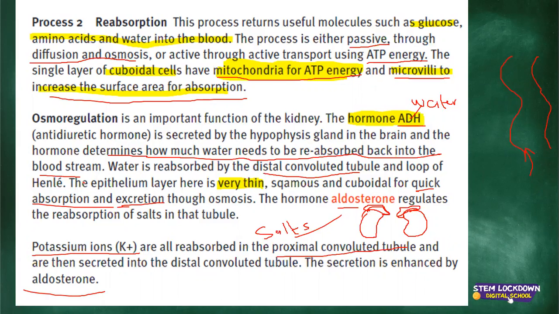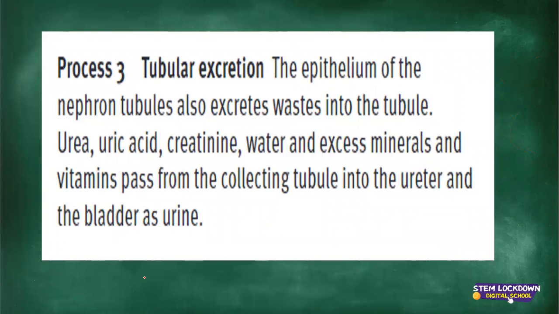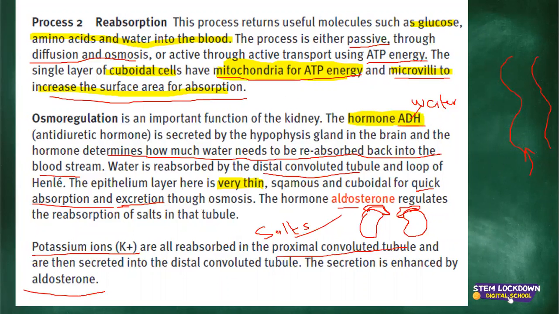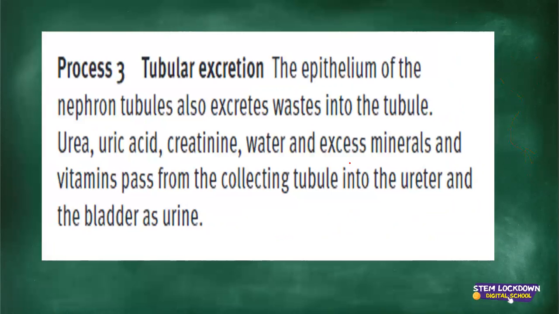Process 3 is tubular excretion. Remember, they are now in the tubes, the distal convoluted tubule, because they were reabsorbed into the distal convoluted tubule. Now, from the tubule, the epithelial cells of the nephron tubules also excrete waste into the tubule. So the waste is in the distal convoluted tubule. The epithelial cells of the nephron tubules will also excrete waste into that tubule. So everything will be directed to that tubule there.